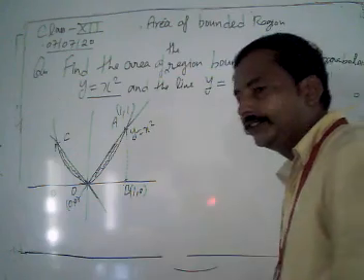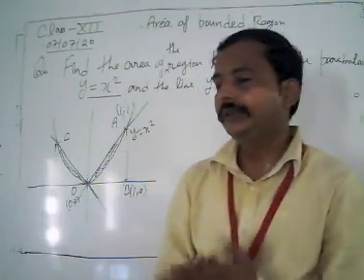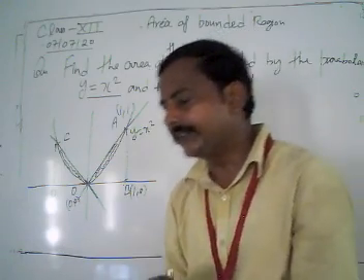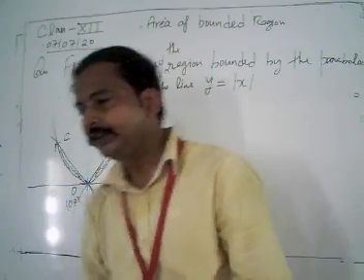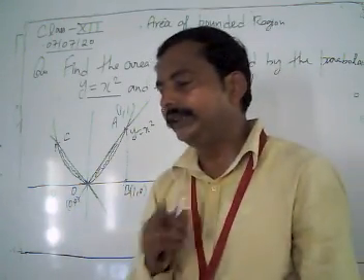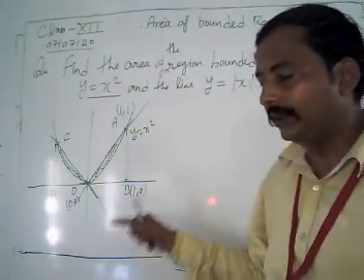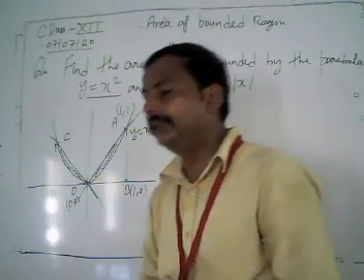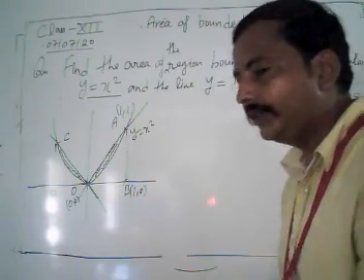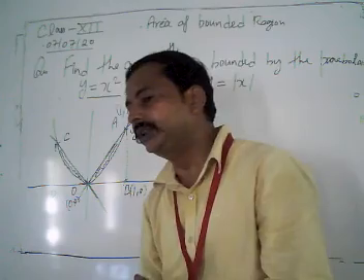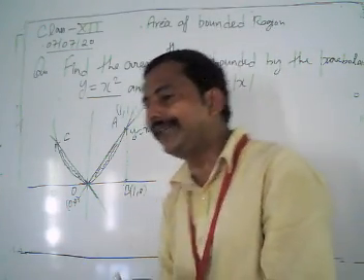Yesterday I explained that there are 4 or 5 steps to solve any problem on bounded area. First of all, sketch the graph, draw the graph. Second, find the intersecting points. Third, find the area using integration. Then use an integration property, and lastly we do the calculation.